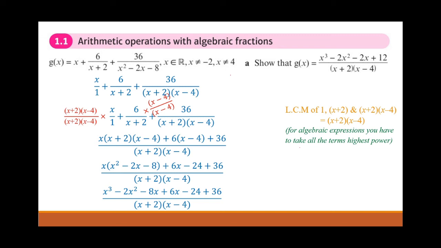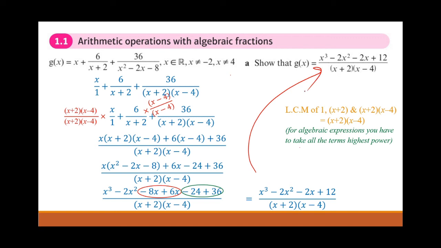And then the second part, 6 into x minus 4 is 6x minus 24. And then the 36 is there, right? And then removing that bracket gets you x cubed minus 2x squared minus 8x plus 6x minus 24 plus 36. Now look for the like terms and simplify them. So that's your final answer, x cubed minus 2x squared minus 2x plus 12 divided by x plus 2 and x minus 4. So that's what we're trying to show there, right?